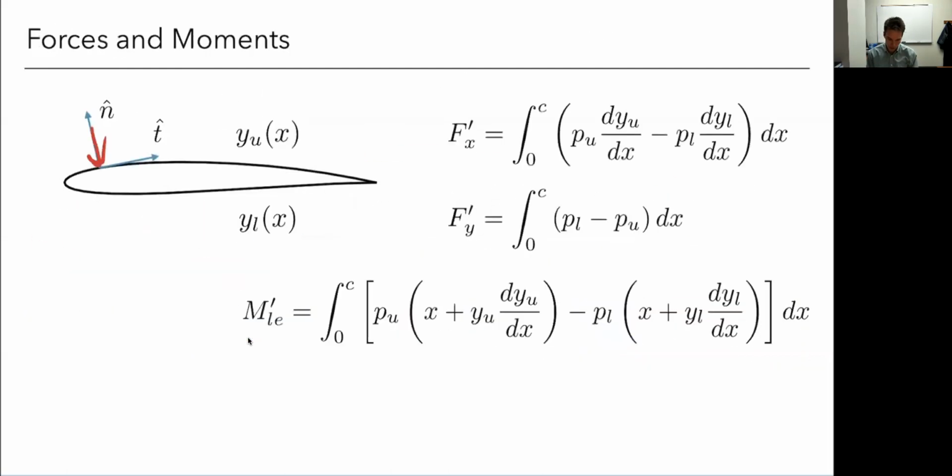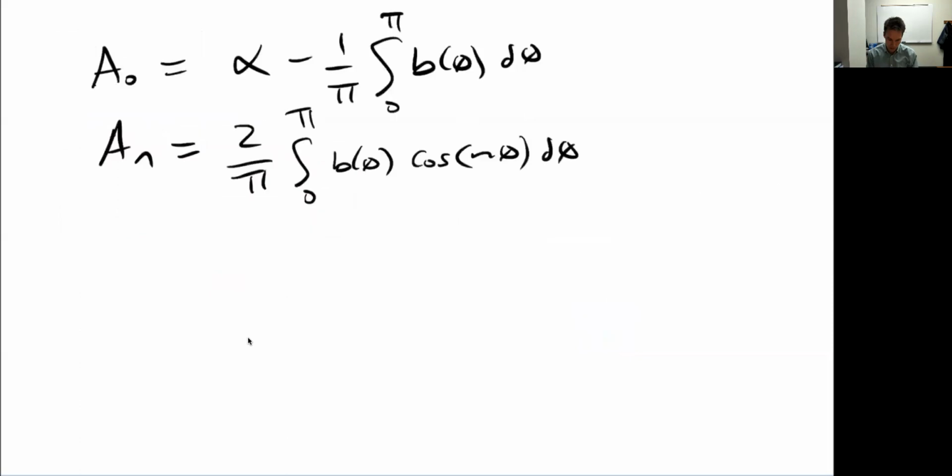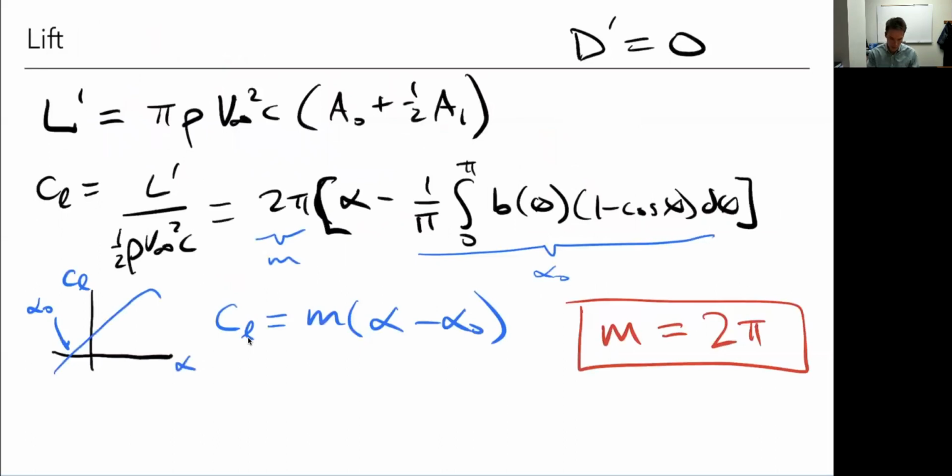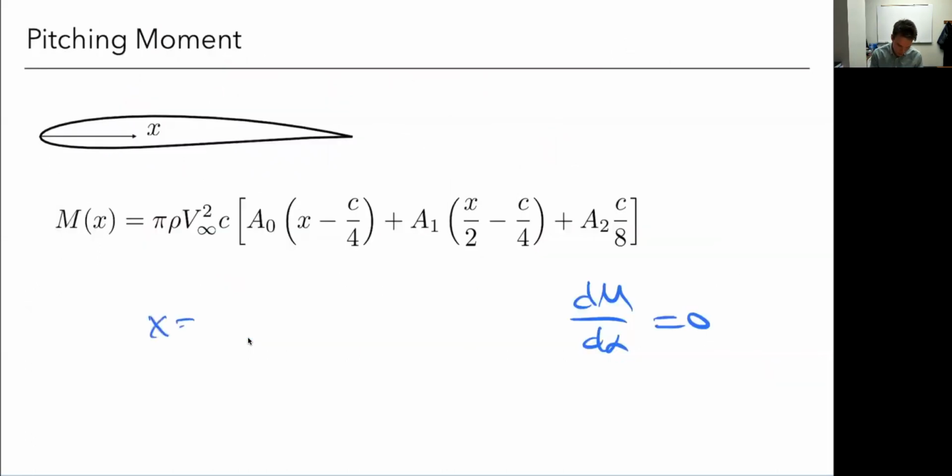Let's go back and look at our Fourier series coefficients so we can remember. Angle of attack is nowhere here. This is camber. Only in A0. That's the only place where the angle of attack appears. So in other words, if x equals c over 4 and I plug that in, this term is gone. So there's no A0 here, and my moment does not depend on the angle of attack at the quarter chord.